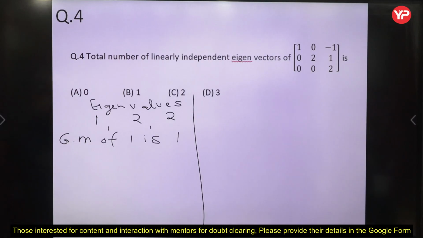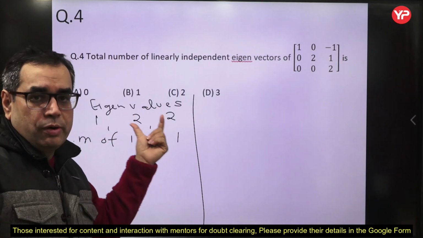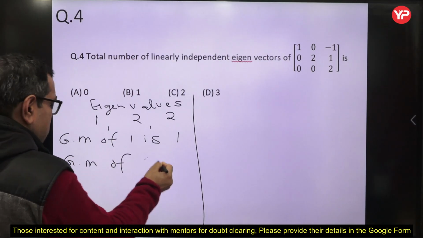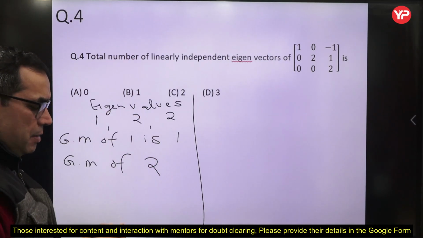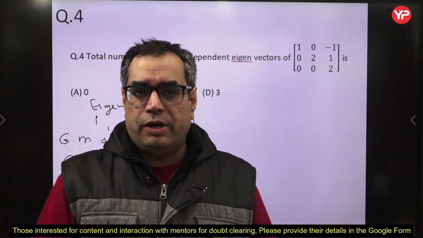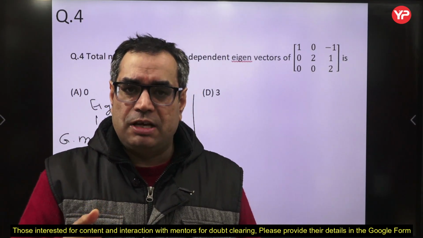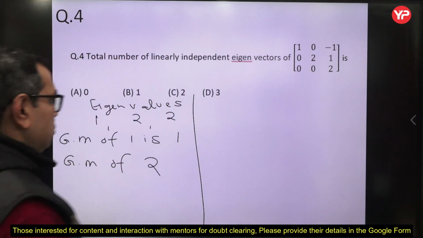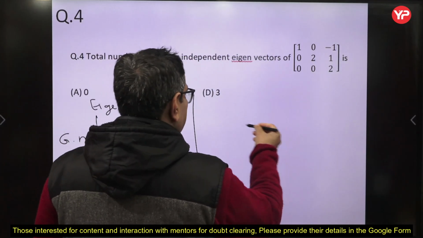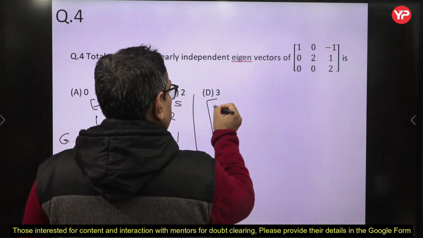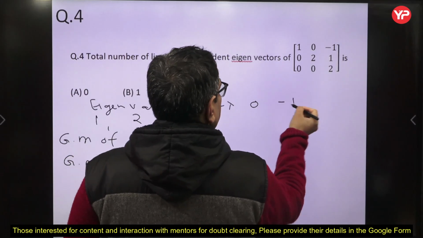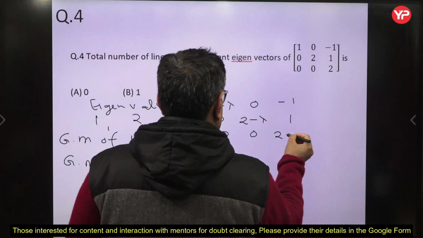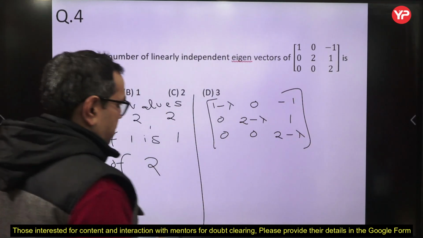Now we have to compute the GM of this eigenvalue 2. GM of 2 is to be computed because it is repeated. So its GM may be 2 or its GM may be 1. Okay, we have to confirm that. What is the GM of this eigenvalue 2? Clear? Now how can we compute the GM of this eigenvalue? We will compute the A minus lambda I matrix first. So it is 1 minus lambda, 0, minus 1, 0, 2 minus lambda, 1, 0, 0, 2 minus lambda. This is the A minus lambda I matrix.